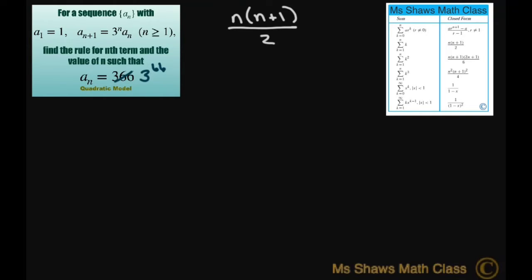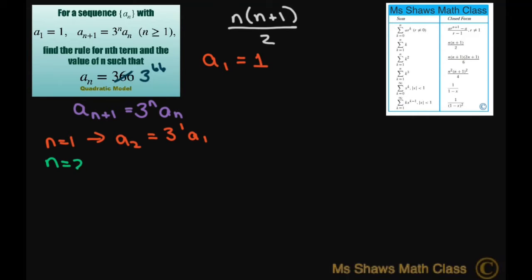So let's look at a sub n plus 1 equals 3 to the power of n times a sub n. We already know that a sub 1 equals 1. Now, what I'm going to do is let n equal 1. If n is 1, I'm going to get a sub 2 equals 3 to the power of 1 times a sub 1. And if n equals 2, I'm going to get a sub 3 equals 3 squared times a sub 2.